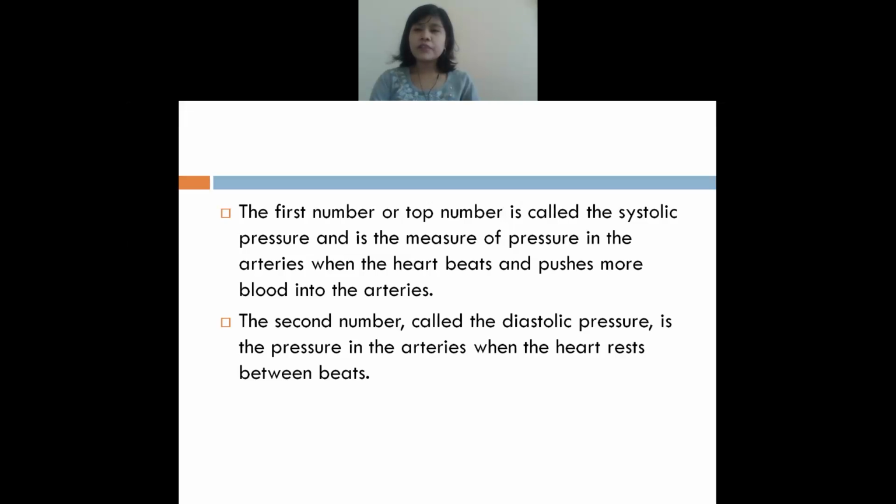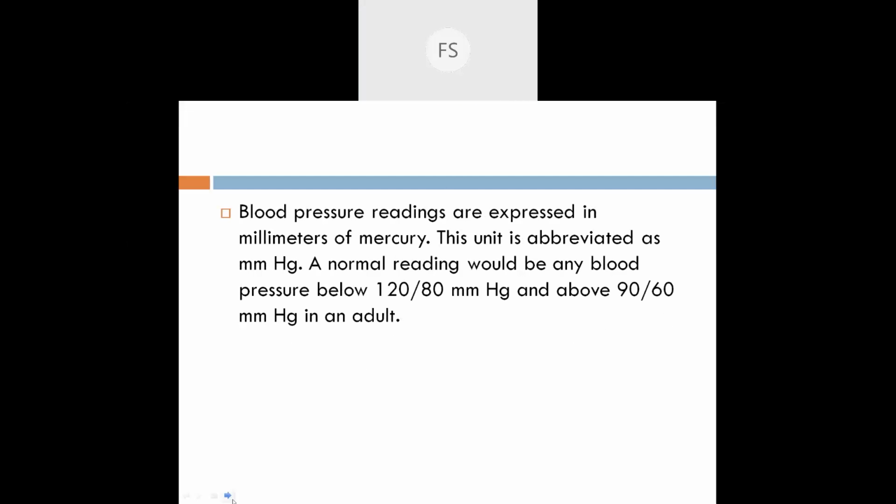Everyone? Systolic means when your heart functions, when your heart works, when it pushes blood, when your heart beats. And diastolic means when it takes rest. When your heart beats, in between it will take rest. So that one is known as diastolic. Did you understand, everyone? Yes, ma'am.